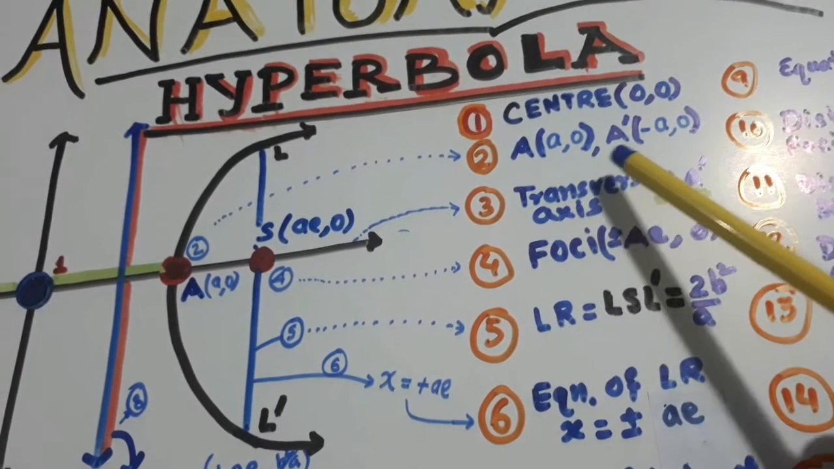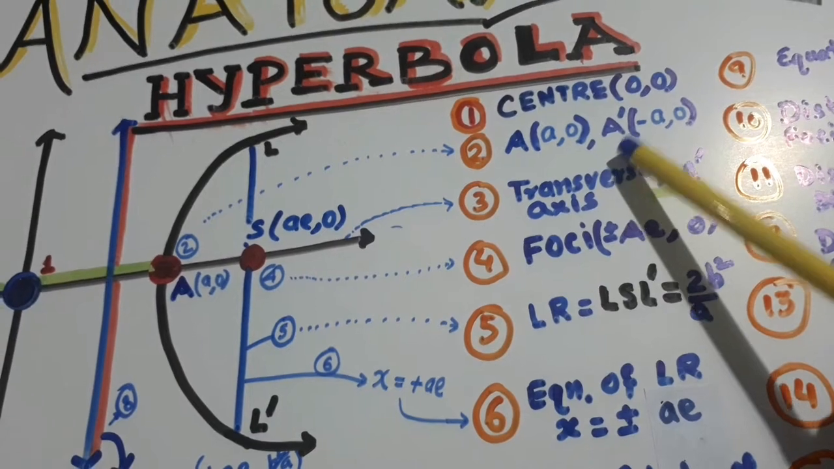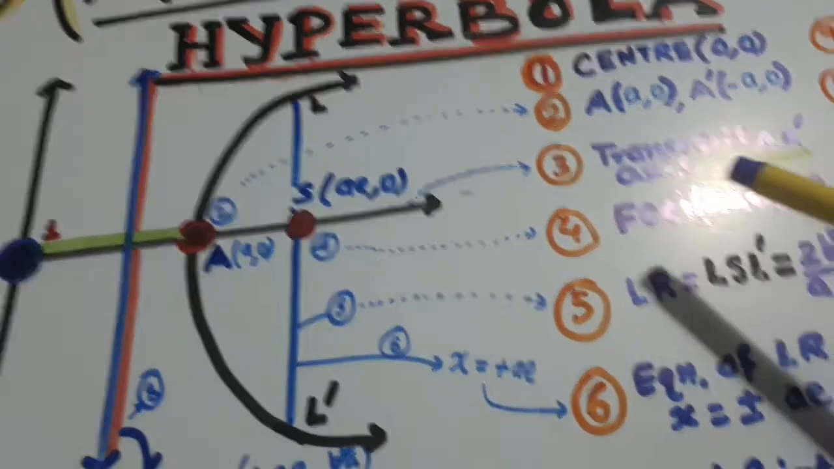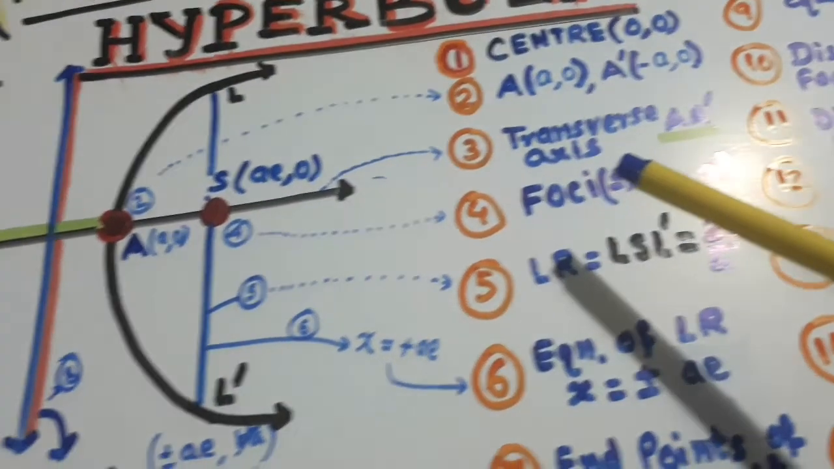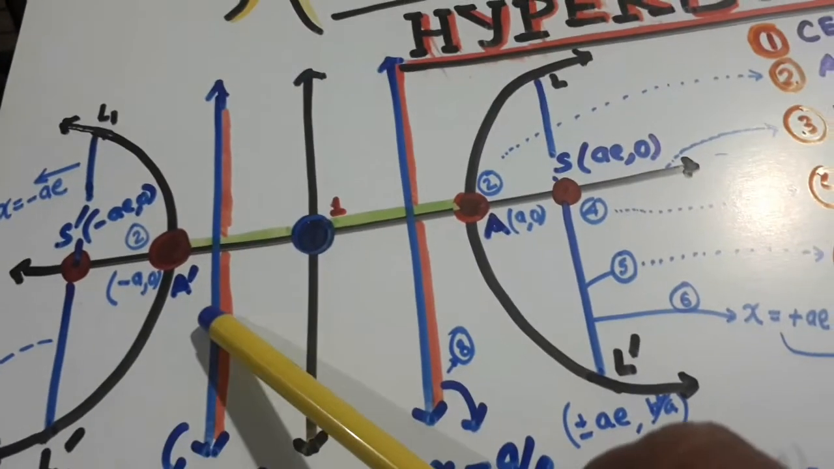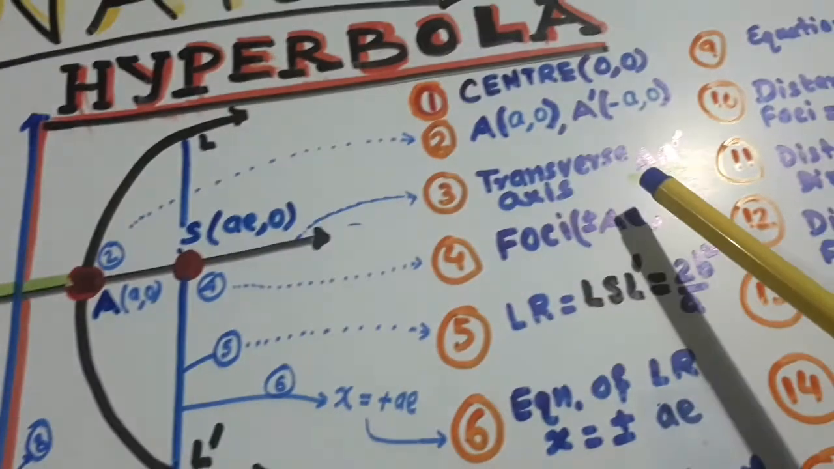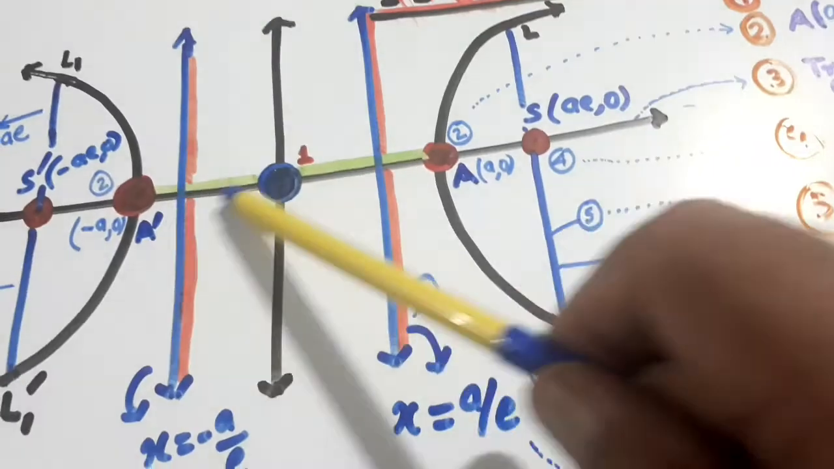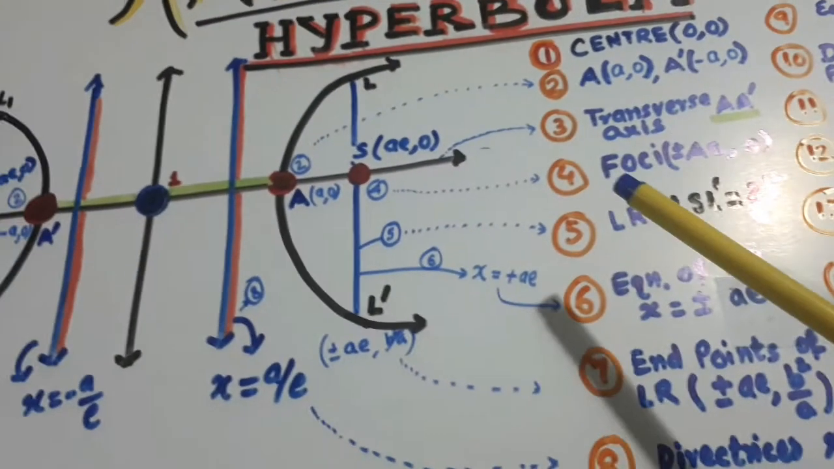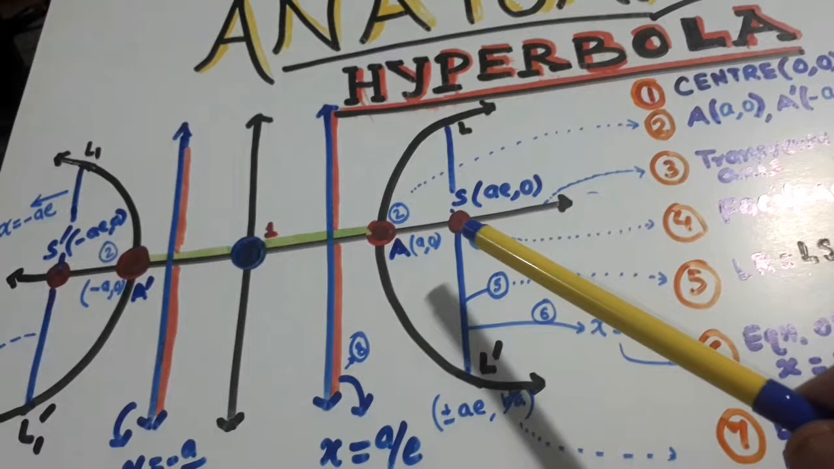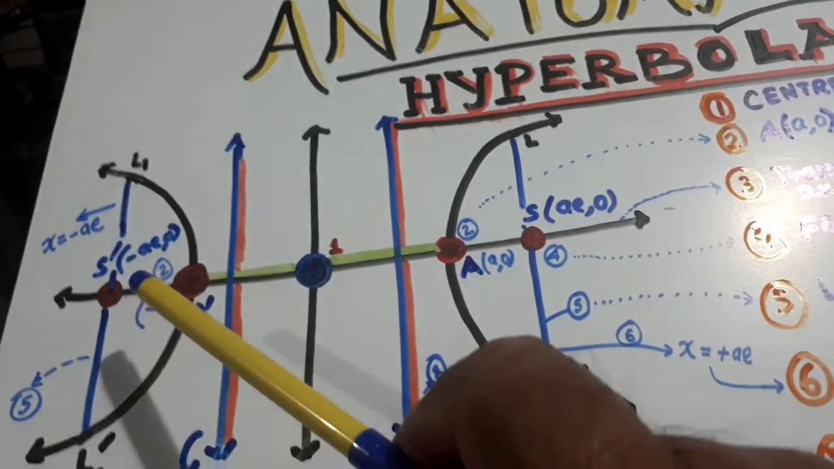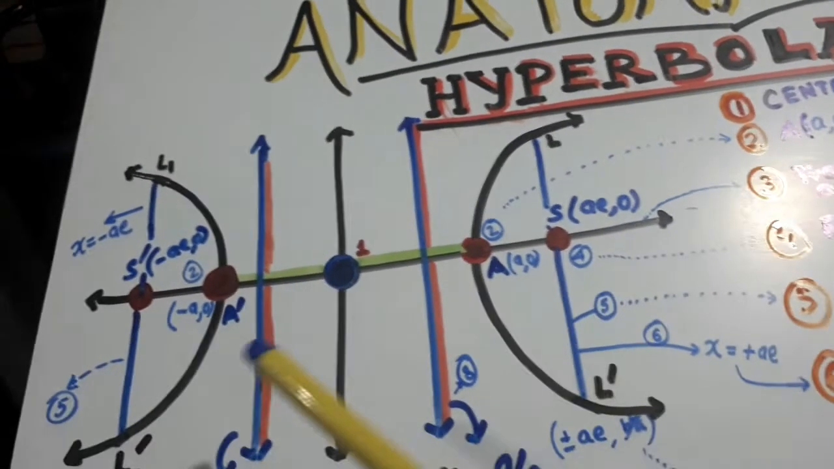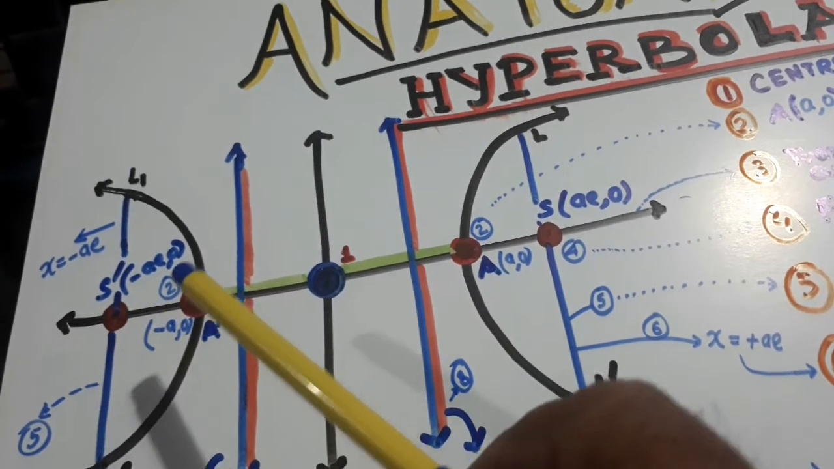That is (a, 0) and (-a, 0). Let us go to third one. Third is transverse axis. Look here, A'A. Next, this is called the major axis. This is known as major axis also. Foci is there. One focus is this, second focus is S'. The focus S is (ae, 0) and S' is (-ae, 0).